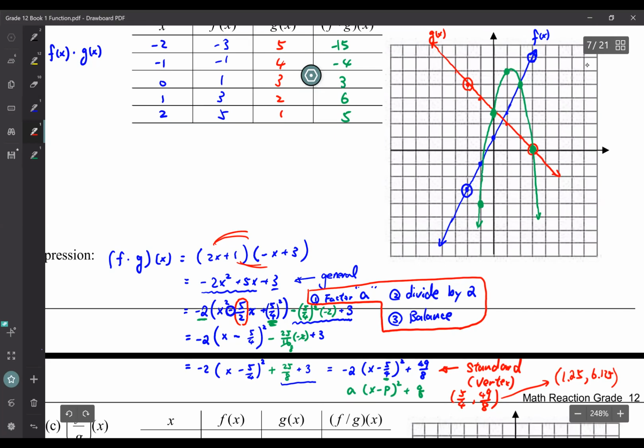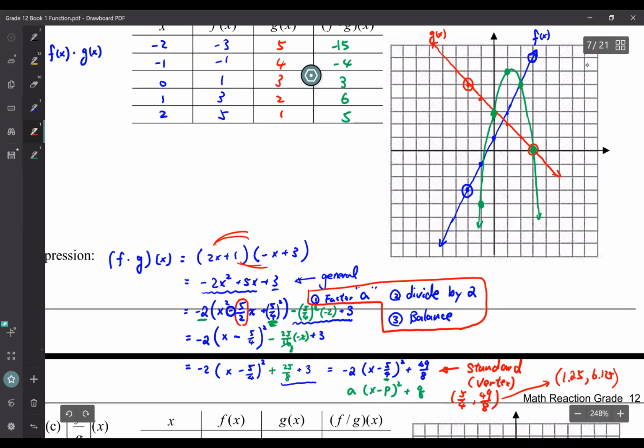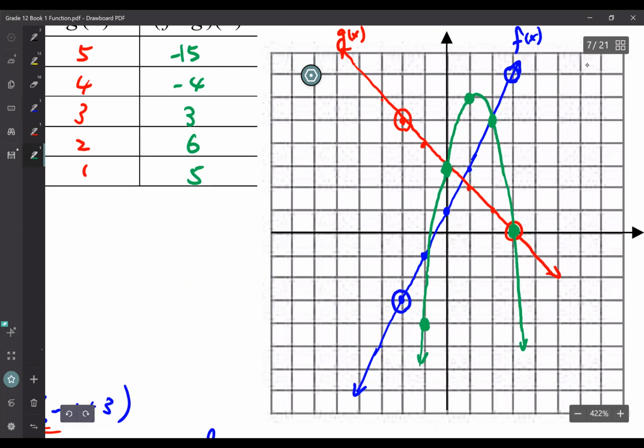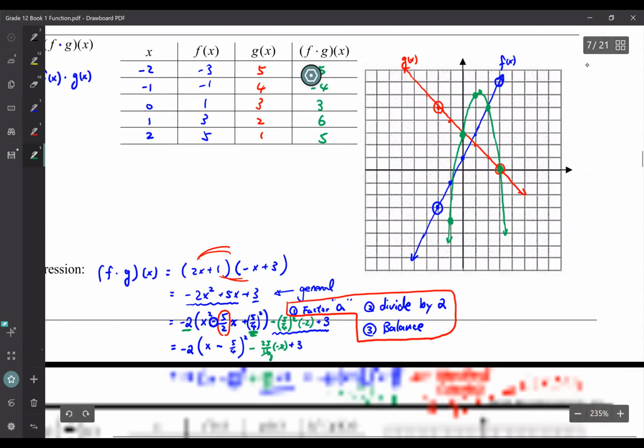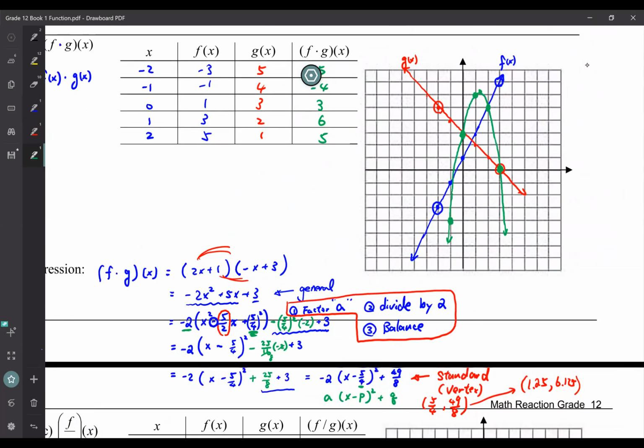Okay, so let's see if it matches our graph, right? Our vertex is at 1.25, so that's about here, 1.25. 6.125, so I'll go up, 1, 2, 3, 4, 5, 6.125, right up there, right? So our vertex is here. Okay, so it matches the shape. And because this A is a negative number, right? Do you see A is -2? So it tells us it's gonna open down.